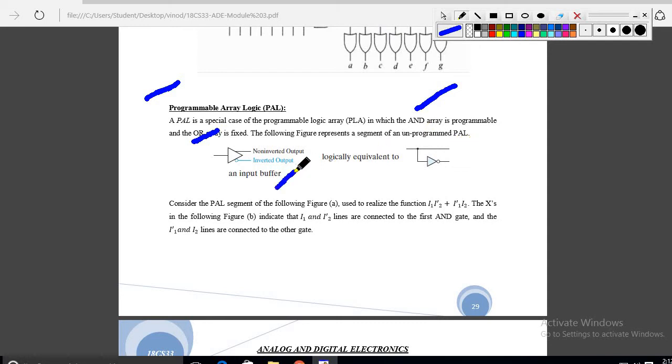Okay, the figure represents segments of an unprogrammed PAL. So here it is an input buffer, right? Here it is a non-inverted output, and here it is an inverted output, if the bubble is there. Logically equivalent to this. Okay, so I have to write this one like this. This is the input buffer.